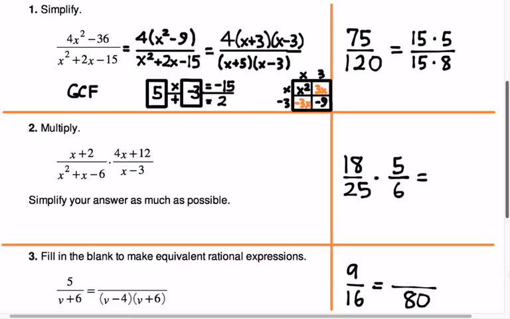So this is the stage that we would be at right now if we were simplifying the fraction 75 over 120. We find out what some of the factors are and we factor them out. What happens next? We haven't actually simplified anything yet. How do we simplify this now?